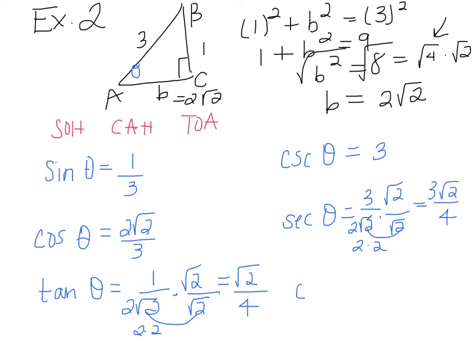And then cotangent. Now, instead of flipping this one, I would probably flip the original one to keep the radical out of the denominator. So this one right here would now be 2 root 2 over 1. But I never write the 1 in the denominator because it's understood.